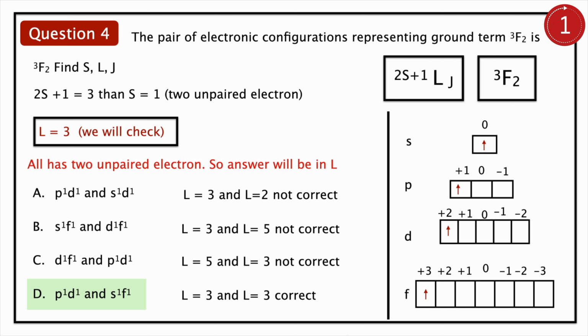In D also we have S1, F1. S1 is 0 system, F is 3. So both are 3. So our answer is D. Both give L equals 3. So the electronic configurations that both have L value of 3 are P1 D1 and S1 F1. The concept you have to learn here is always go by elimination to reduce the time.